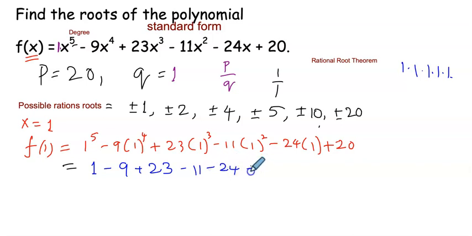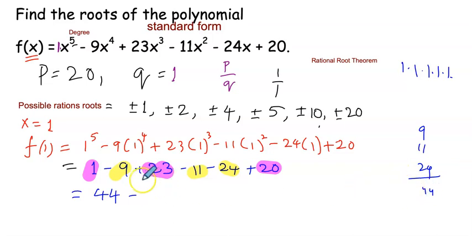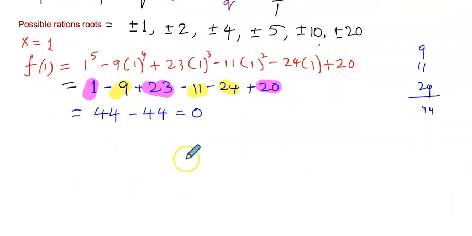Minus 24 plus 20. So add all the positives together. My positive numbers are 1, 23 and 20. And I'll have the negatives. These are my negatives. You can even use a calculator directly and you can get these numbers. Okay. 1 plus 23 is 24, plus 20 is 44, right? Minus, add these negatives: 9 plus 11 is 20, plus 24 is 44. Negative 44 because of that minus sign. So 44 minus 44 is 0. That is telling me that f of 1 is equal to 0.